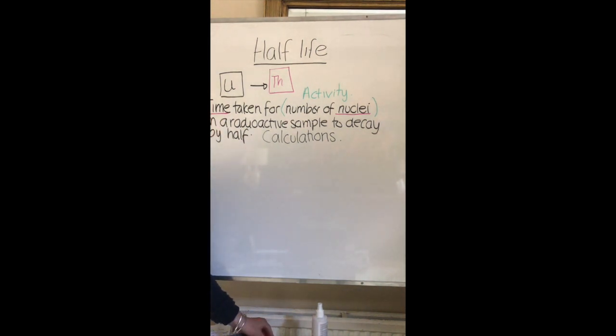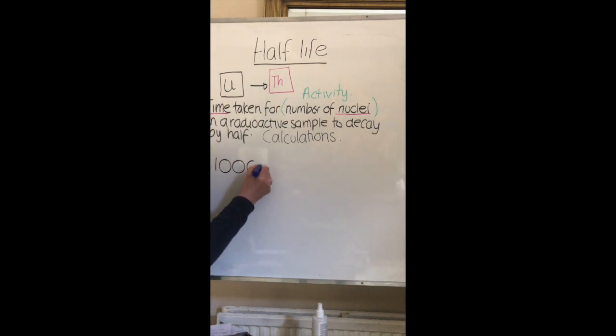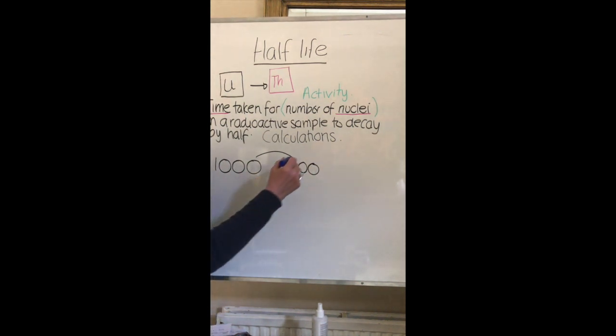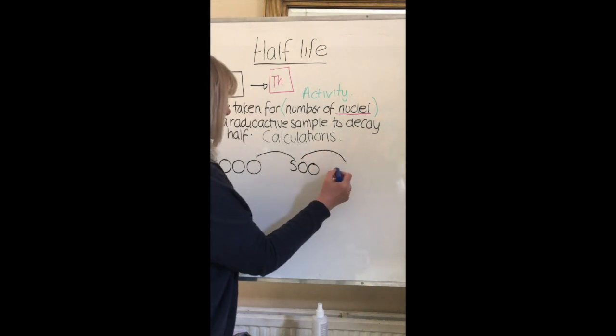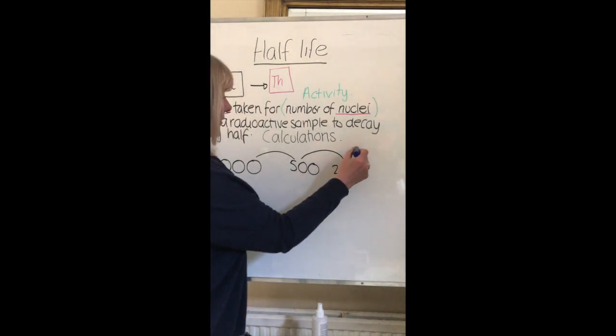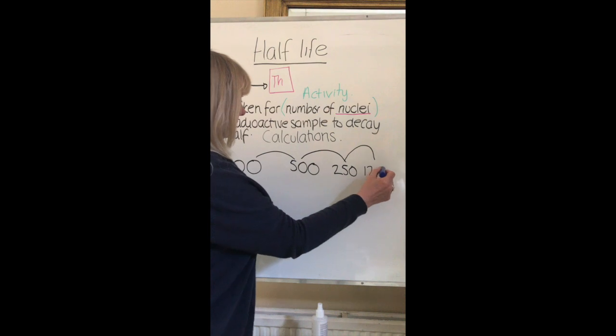A way to get into calculations of half-life is to imagine what happens in terms of nuclei. So I'm going to take, for example, a sample with 1,000 nuclei in it. After one half-life, I am going to end up with 500 nuclei. After another half-life, because it's the time it takes for halving it, I'm going to end up with 250 nuclei. After another half-life, I'm going to end up with 125 nuclei.